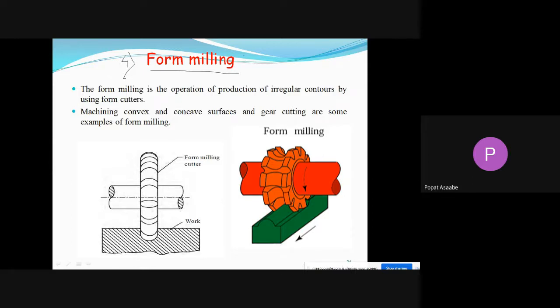Form milling we can use to perform the operation on the irregular shape of a workpiece, and whenever we need to produce a concave or convex shape of machining on the workpiece, that time we can use form milling. See, this is the form milling cutter, and with the help of that form milling cutter we can produce the concave or convex shape on the irregular shape of the workpiece.